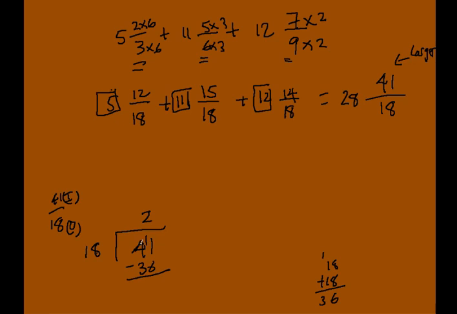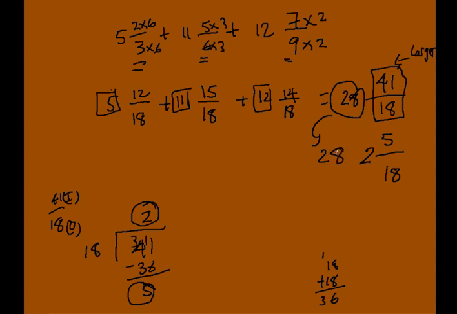Take away, borrow 1. 11 take away 6 is 5. So when you divide this part here, it should give you 2, which goes all the way in front. The remainder 5 goes on the top, and the bottom stays the same, 18. And like we said before, we already had a 28 in front of it. So what do you do? Do you kick out the 2 or what do we do? We technically combine them, we add them together. So 28 plus 2 gives you 30, 5 over 18. And that's your final answer.